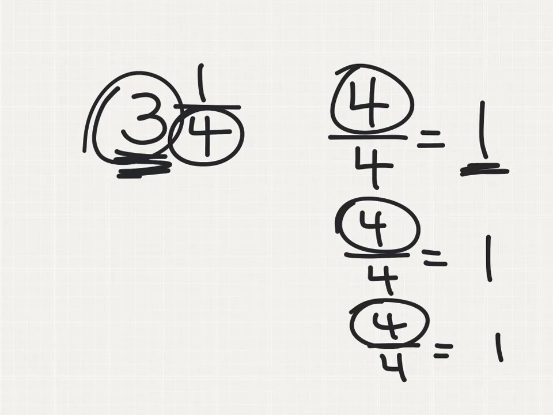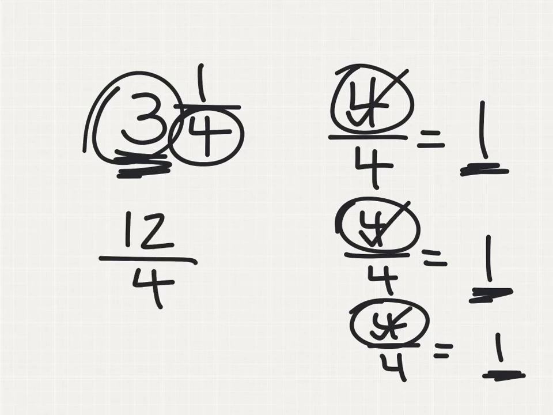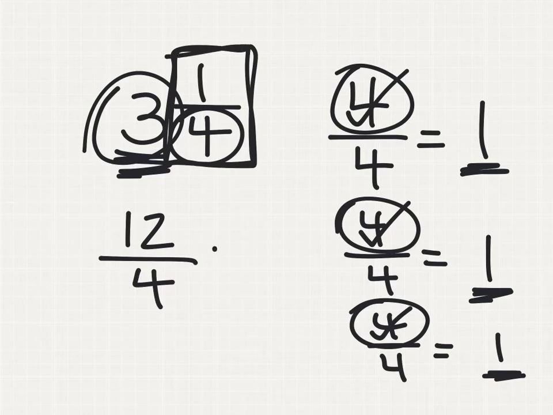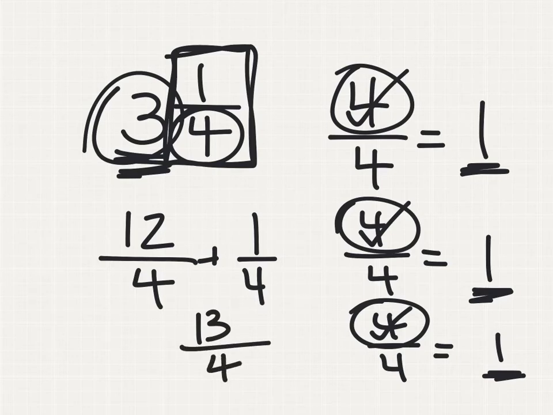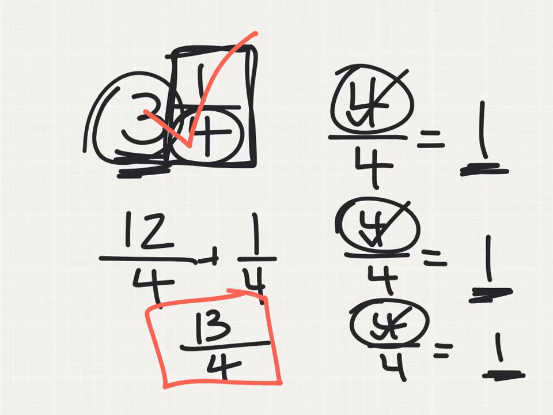So to have 3 wholes, I have 4, 8, 12/4. Plus the fraction, the 1/4 I have right here, 12/4 plus the 1/4 would give me 13/4. That's the same as 3 times 4 plus 1. 13/4 is the improper fraction equivalent to the mixed number 3 1/4.